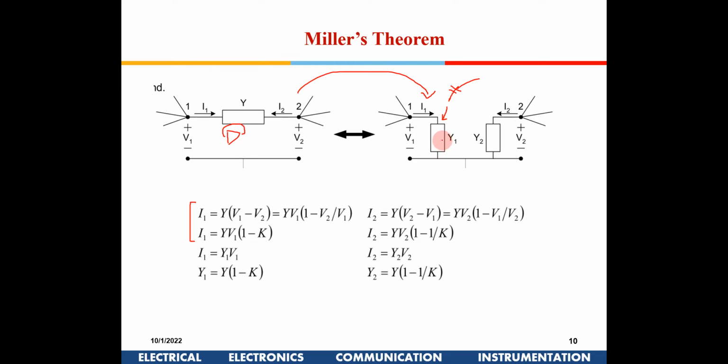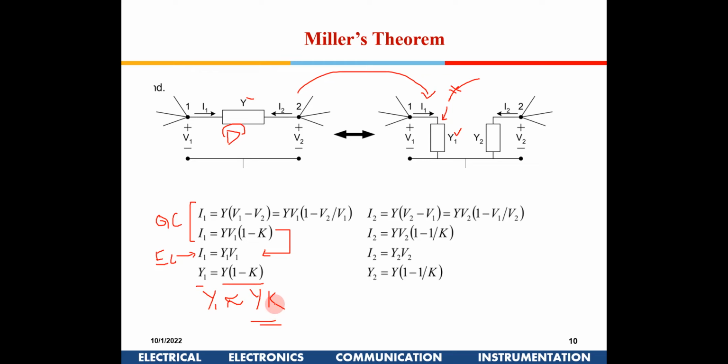In the equivalent circuit also the same current has to flow, right? So this is for the equivalent circuit, and this is for the original circuit. For the equivalent circuit, I can write I1 is equal to Y1 into V1. Now this is Y1, instead of Y it has got transformed to Y1 here. So from these two equations, I can write Y1 is equal to Y into 1 minus K, or I can write Y1 is approximately equal to Y into K if the gain is high, right? So this is what is the Miller capacitance.